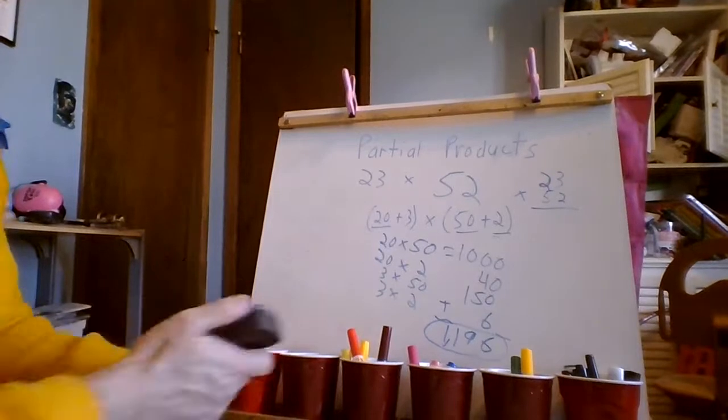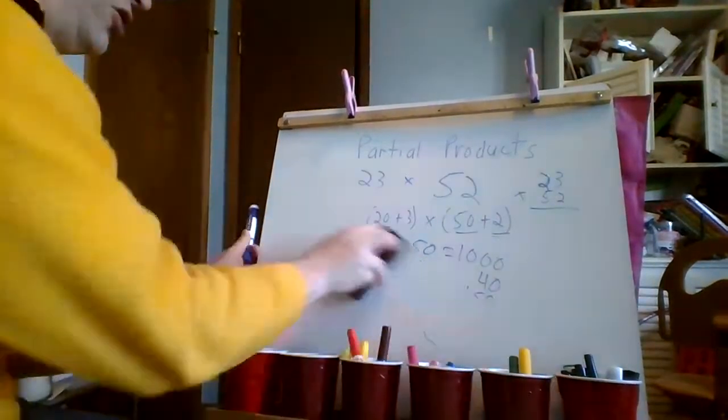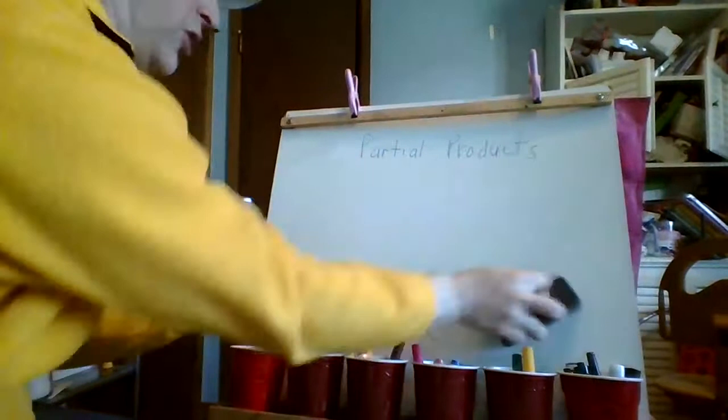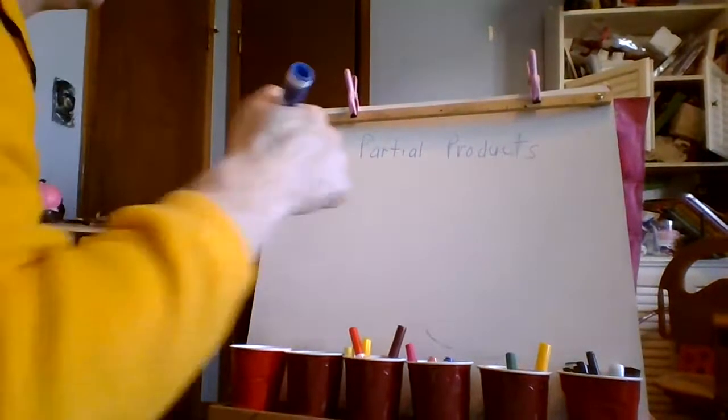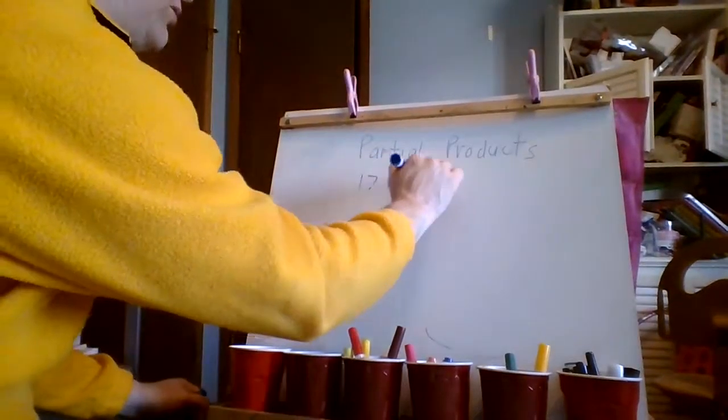We'll do another one. I'll show you a different way to do this. This is how I used to teach this method to people. So try some different numbers here. Let's say that we had 17 times 45.